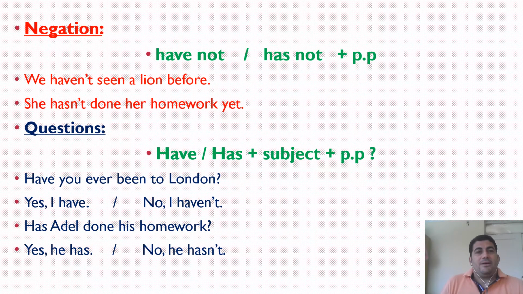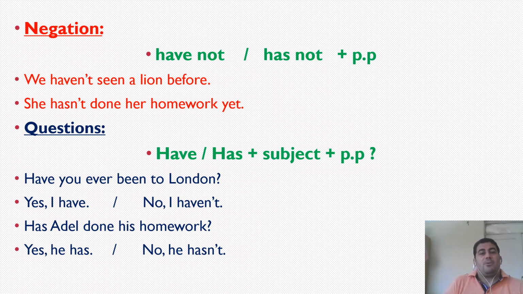And now, how to negate this tense or how to use the negation. Firstly, you have to put not after have or has. And of course, we know that the abbreviation of not is n't. So, have not or has not plus past participle. Example, we haven't seen a lion before. She hasn't done her homework yet. So here we have haven't and hasn't.